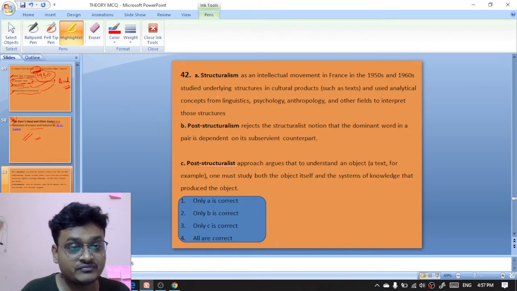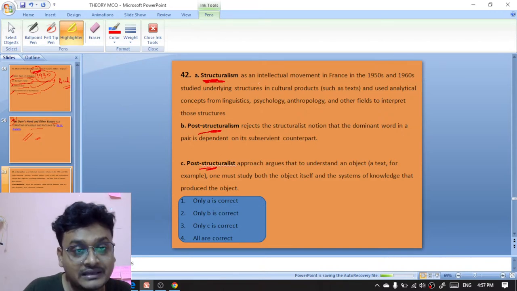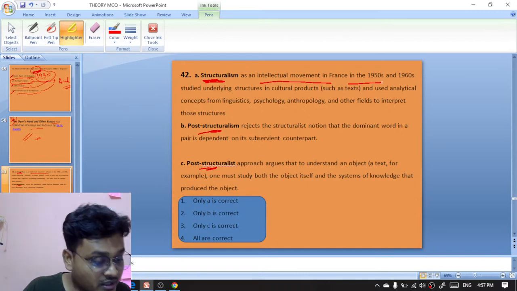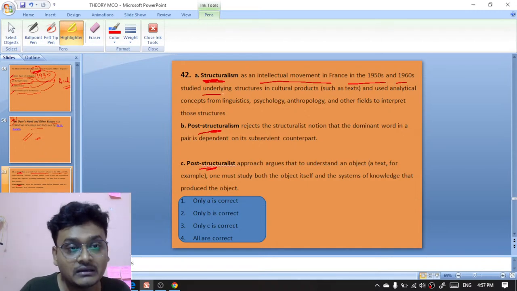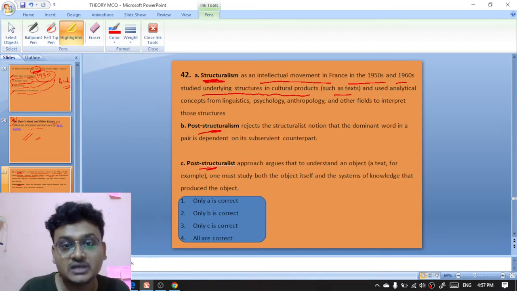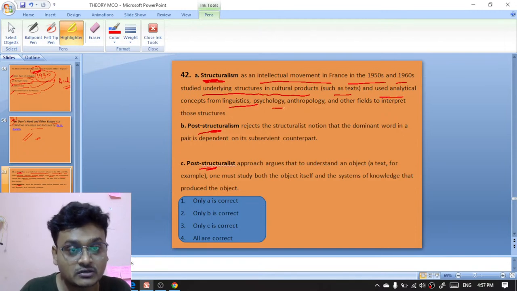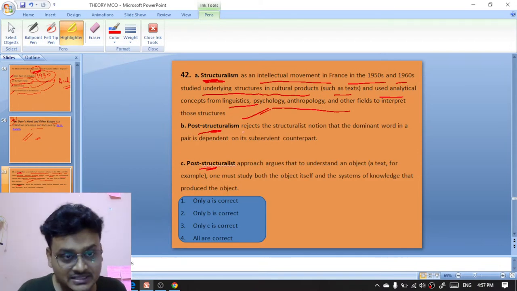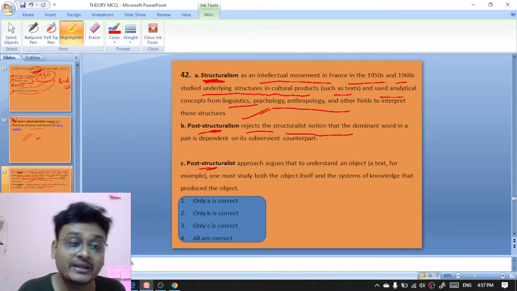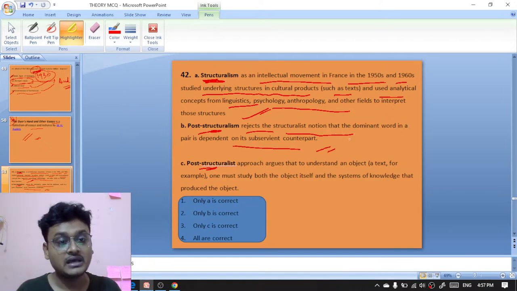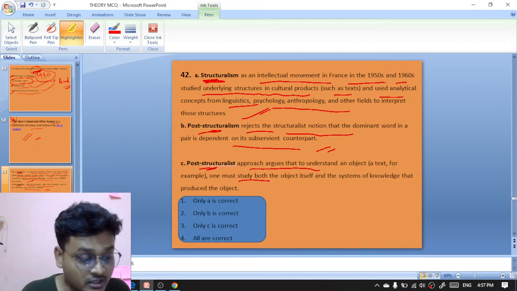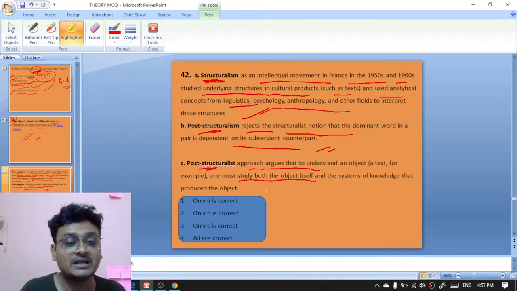Now structuralism, some features are there, structuralism, post-structuralism. Structuralism is an intellectual movement in France in the 1950s and 1960s that studied underlying structures in cultural products such as texts, and used analytical concepts from linguistics, psychology, anthropology and other fields to interpret those structures. Is it true? Okay, now post-structuralism rejects the structural notion that the dominant word in a pair is independent of its subservient counterpart. And the post-structuralist approach argues that to understand an object, one must study both the object itself and the systems of knowledge that produce the object.